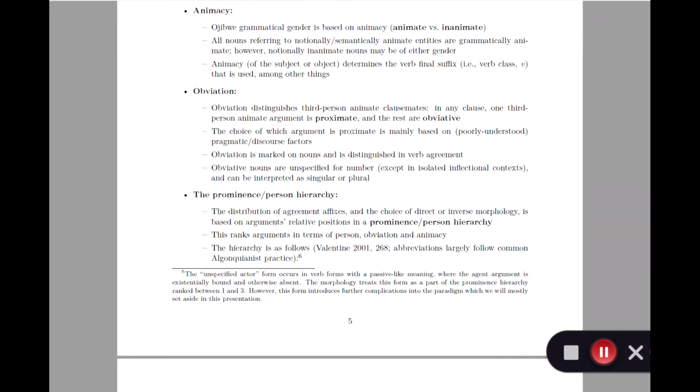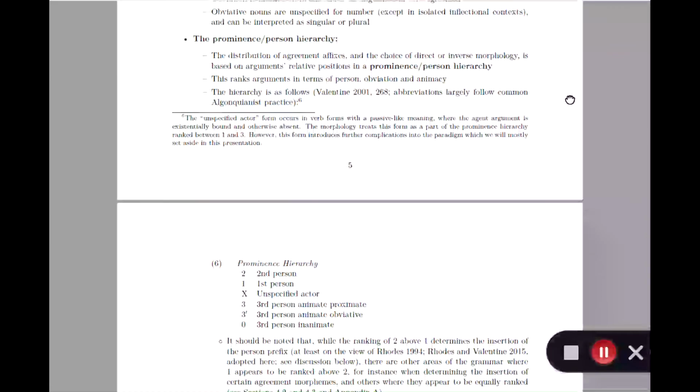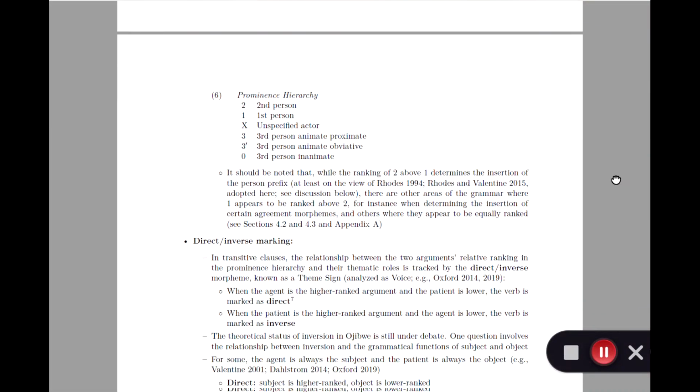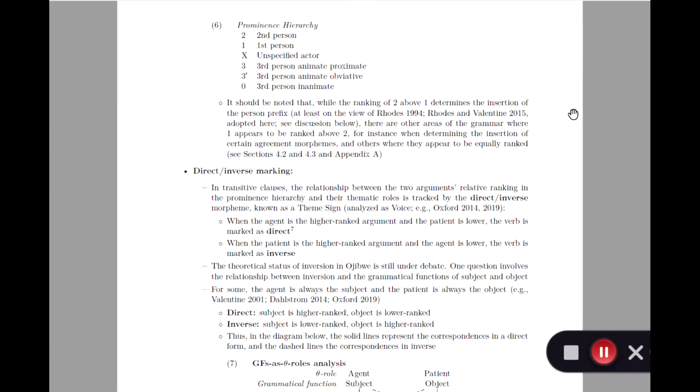So animacy and obviation, together with person, play into what is often referred to as a prominence hierarchy, which determines a few things in the language. It determines which VIs will get inserted for certain agreement slots, and also determines direct and inverse marking. So the prominence hierarchy can be listed as in 6. The unspecified actor plays into the prominence hierarchy, but we won't get into it here. Basically, participants, so first or second person arguments, are ranked above third person arguments.